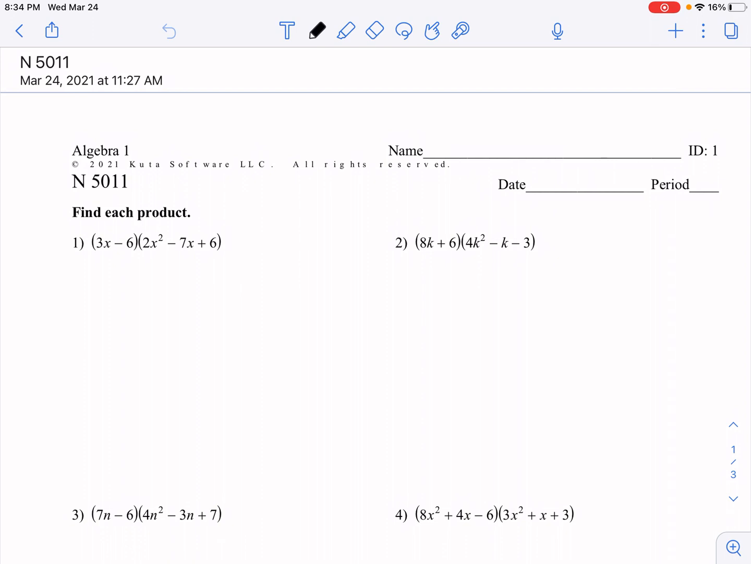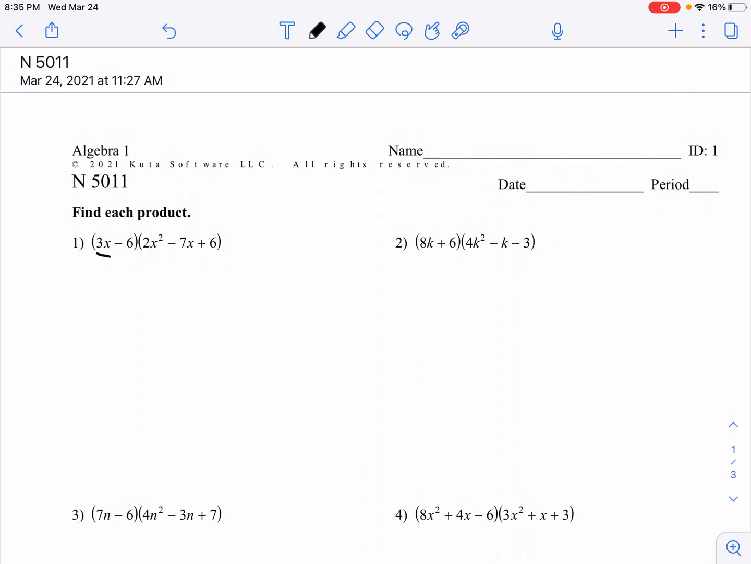It's like the distributive property where we multiply the first term to each of these terms, and then we go back and multiply the second term to each of those terms. So it really does go hand in hand with the distributive property and FOIL. We're multiplying everything to everything. It's just that we're multiplying more of it.